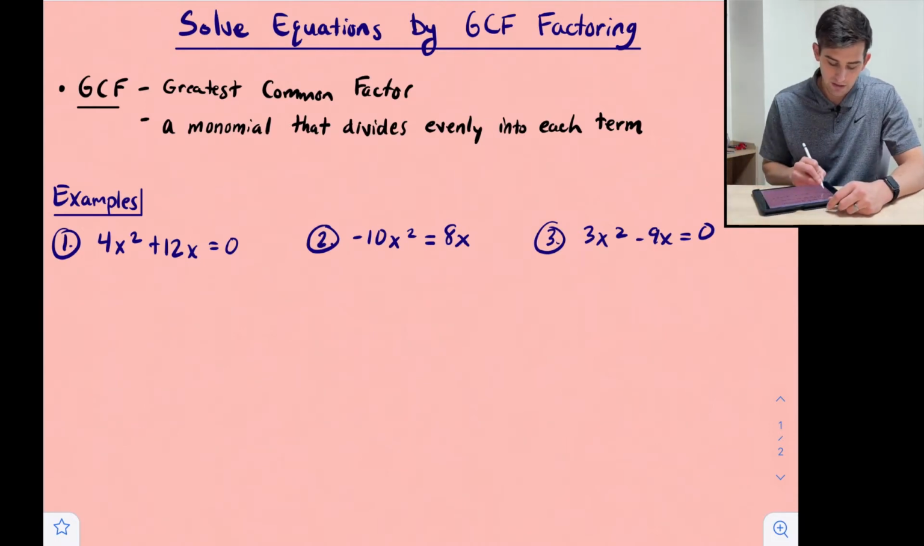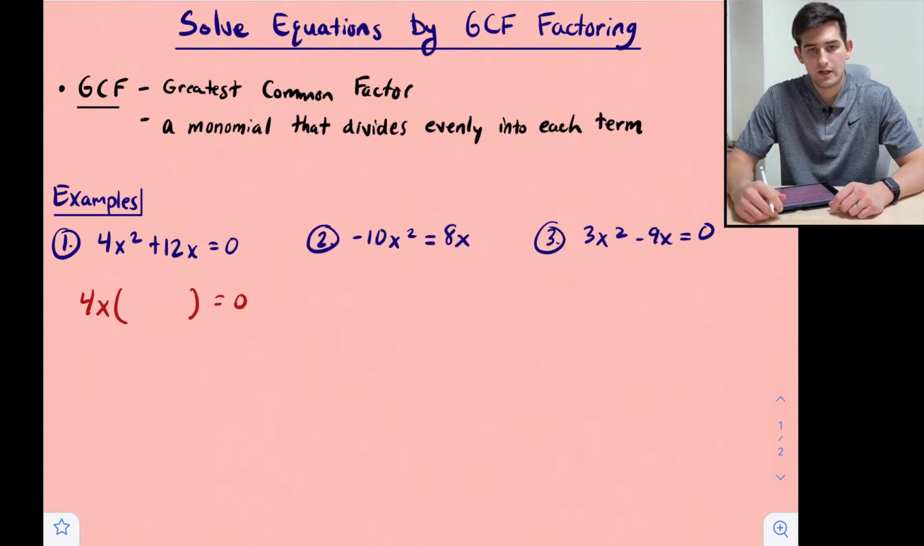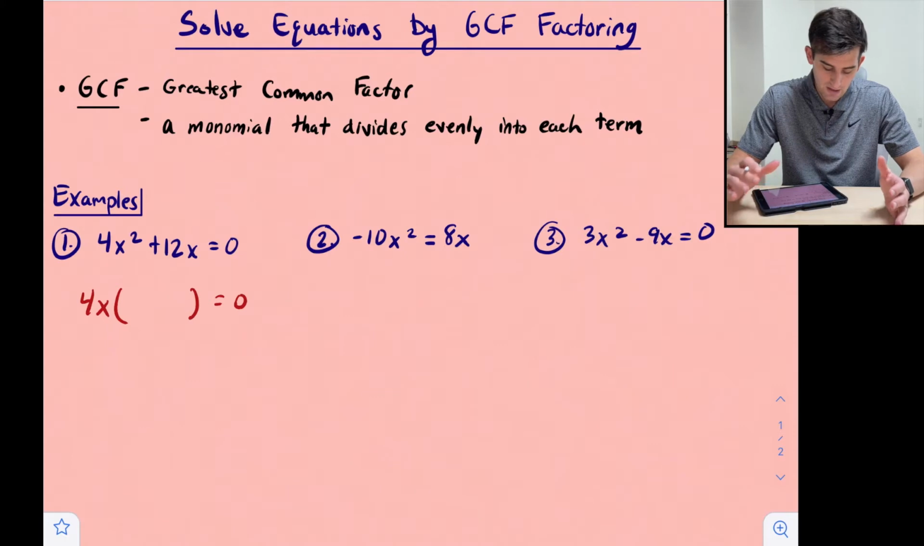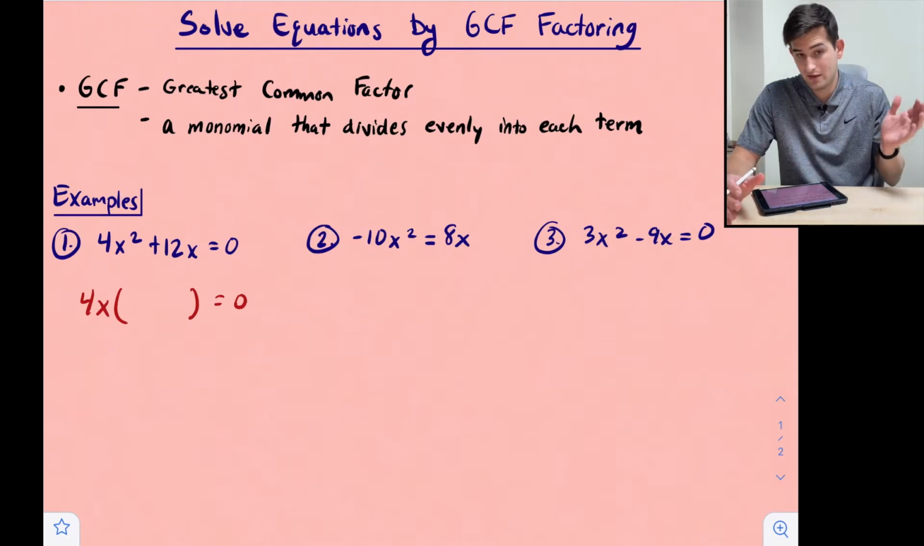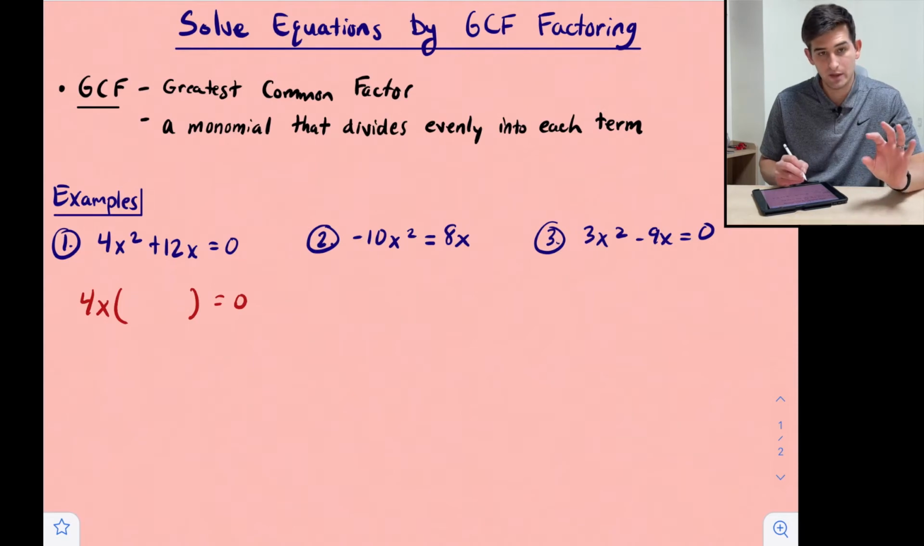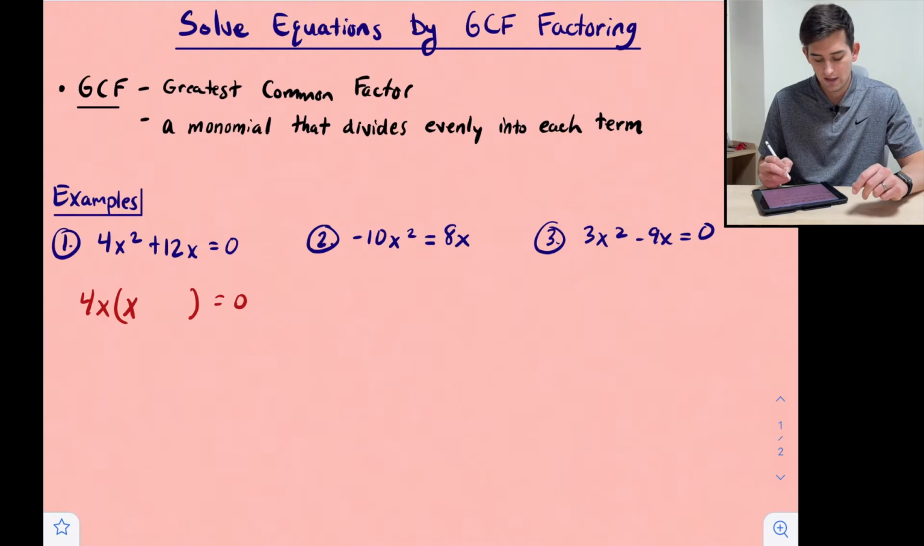So let's look at our terms here, 4x squared and 12x. So I know I could factor out a 4x. Okay, so I can factor out a 4 because 4 and 12 are common factors, and x is a common factor of x squared and x. Okay, so now we can ask ourselves, what do we multiply 4x by to get 4x squared? Well, we multiply by x. And what do we multiply 4x by to get 12x?